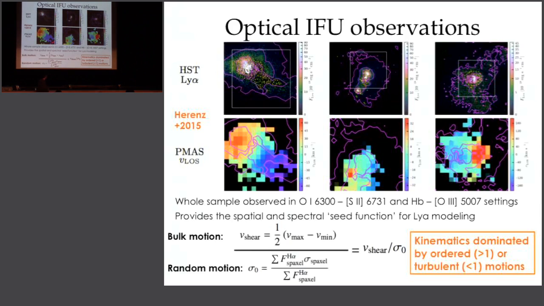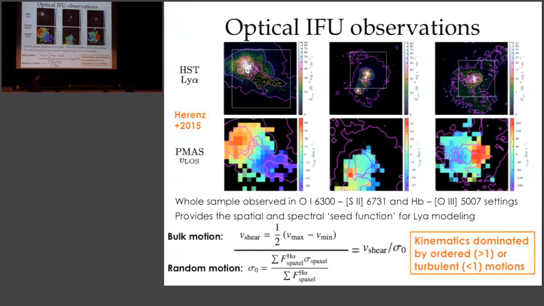I'll show some other examples of the velocity fields we derive from PMAS. There's some rotation here and here, with Lyman-alpha images up top. From these IFU observations, we can compute metrics that characterize the bulk motion, so the shear velocity, just the max minus min of the line of sight velocity field. Also random motion, which is basically some kind of weighted summation of the velocity dispersion in every spaxel. This is telling us about the total bulk motions. This tells us about the total random motions. The ratio of the two gives you a metric of whether a galaxy is dominated by bulk or random motions.